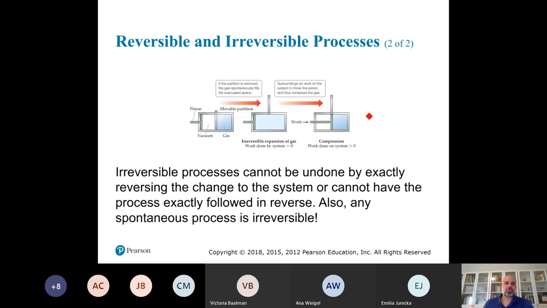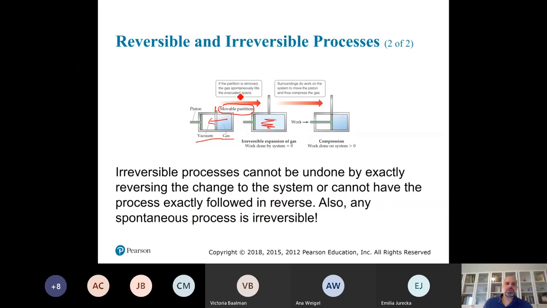So an irreversible process cannot be undone by exactly reversing the change to the system, or cannot have the process exactly followed in reverse. Also, any spontaneous process is irreversible. So let's see what they mean here, right? If we have a chamber here, you have a vacuum on one side and you have your gas on the other. If we pull this partition out, we take this partition here and we remove the partition. Obviously, these gas particles are going to expand and fill the entire chamber.